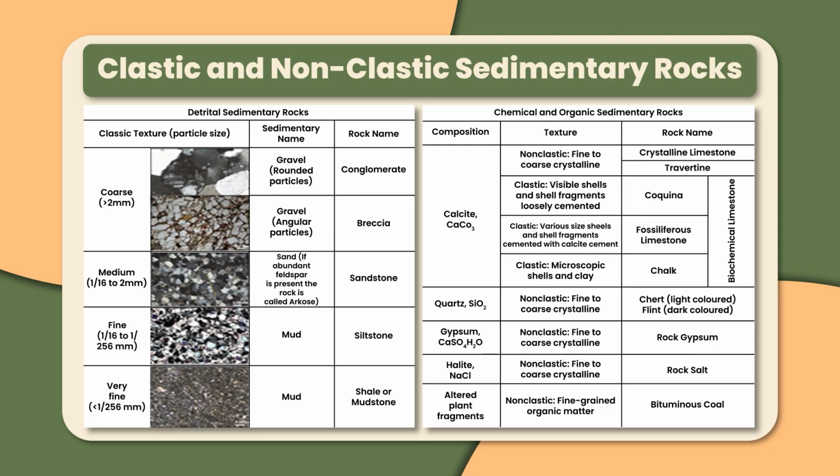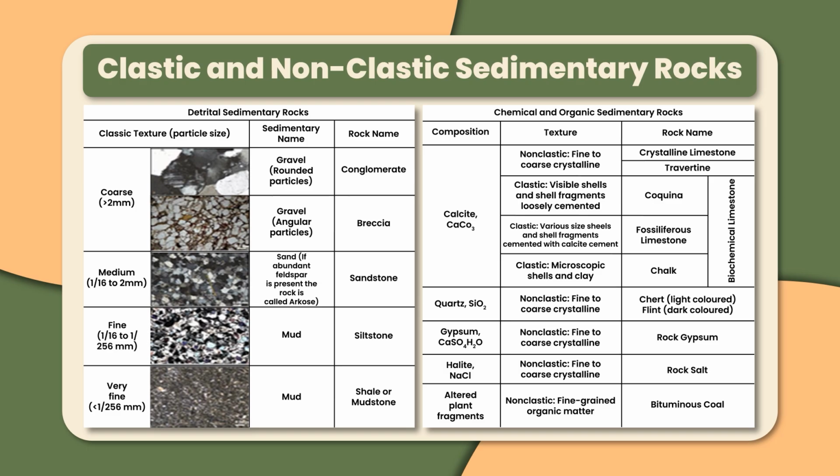It has a coarse size, more than 2 millimeter. They produce gravels, rounded gravels, or it could be angular gravel. The angular gravel gives rise to breccia, and the rounded gravel gives rise to conglomerate.